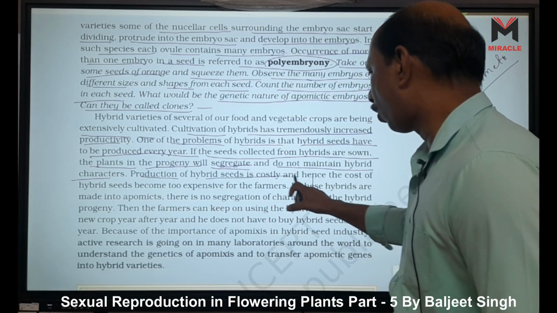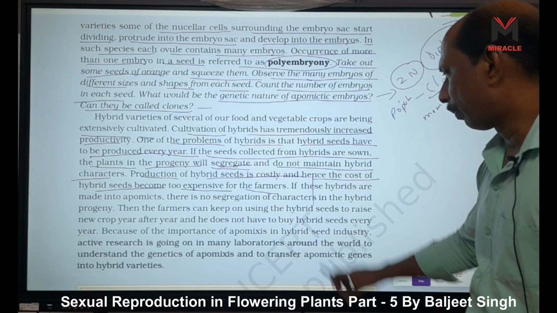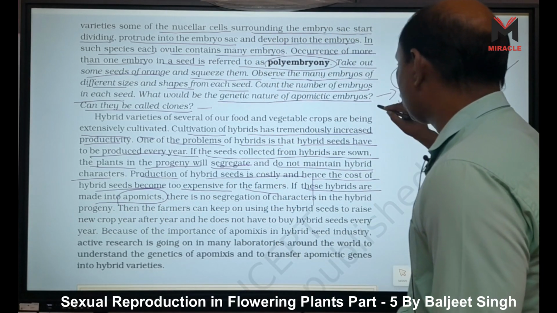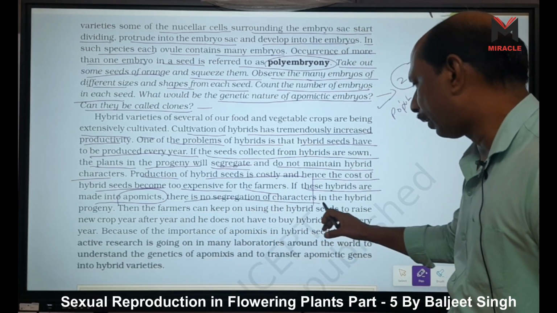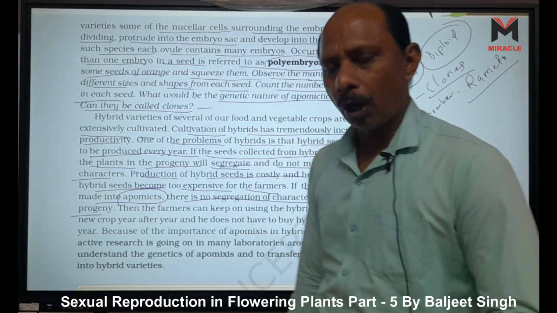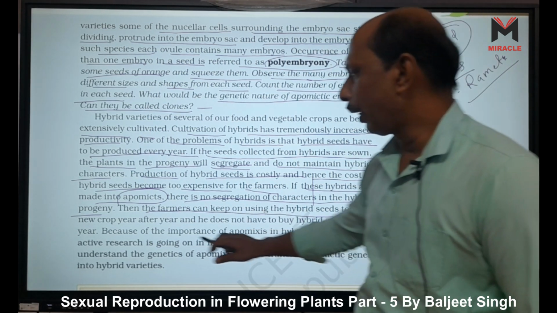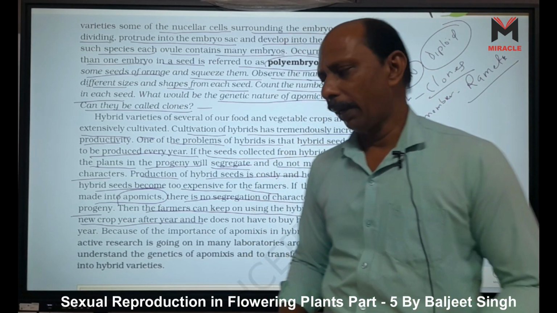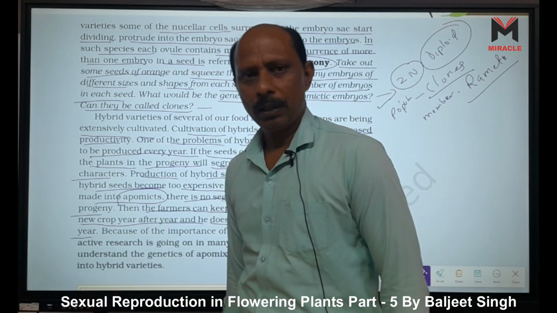Production of hybrid seeds is costly, and hence the cost of hybrid seeds becomes too expensive for the farmer. If these hybrids are made apomictic by use of apomixis, and hybrid seeds are formed, then there is no segregation of characters in the hybrid progeny. No segregation means the farmer can keep using the hybrid seed to raise a new crop year after year, because there is no segregation, they can use it many times, right? And he does not have to buy hybrid seeds every year, right?